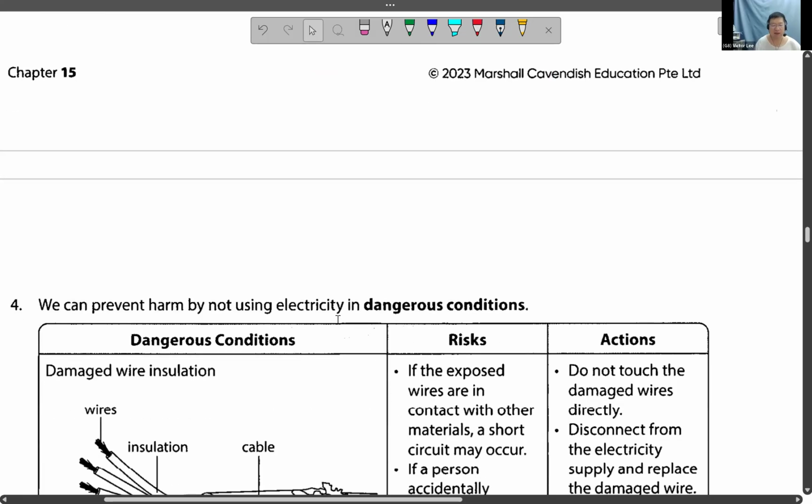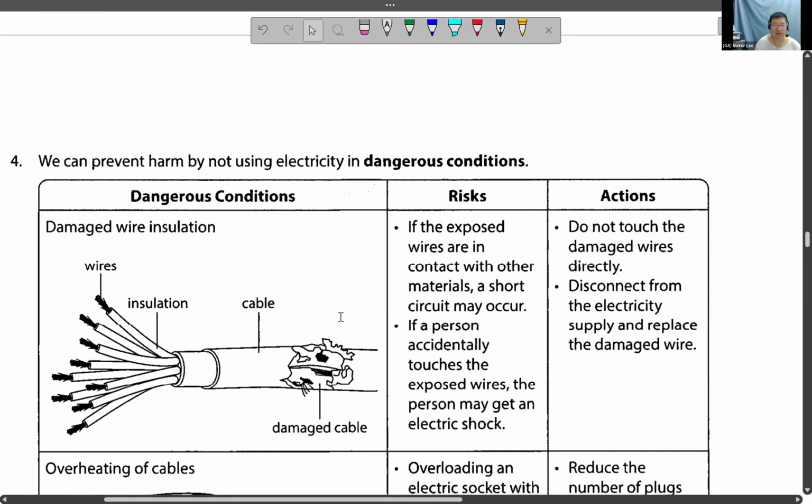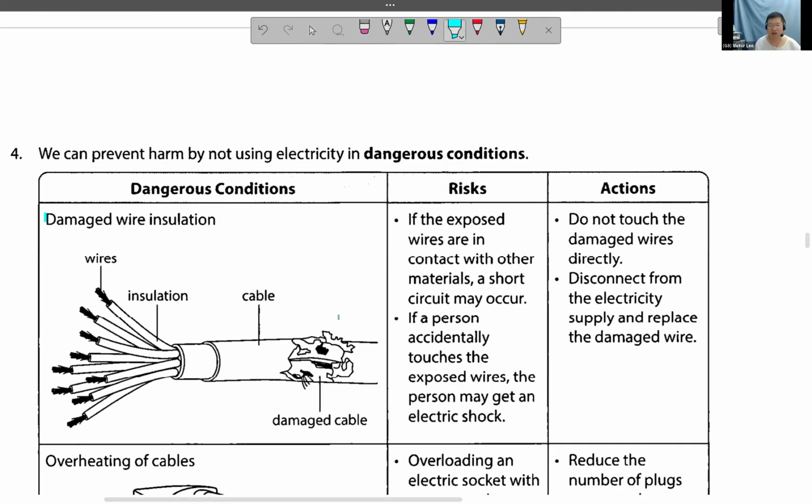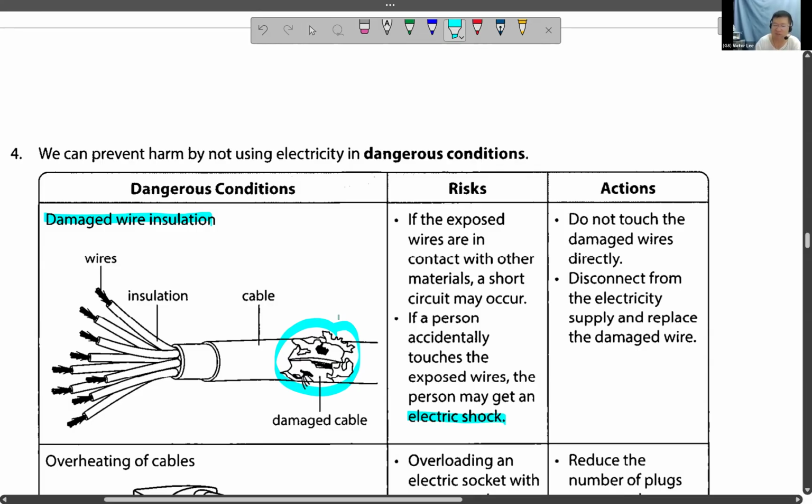Okay. All right. So let's look at the three different dangers here. I'll go through quickly. Damaged insulation, for example, down here, it could be bitten by rats or animals or even dogs. Or due to wear and tear, you twist and turn, the wire actually broke. All right. So it's exposed, and the person who touches it may get electric shock. So remember, do not touch the damaged wire and disconnect them, and then of course replace the damaged wire.